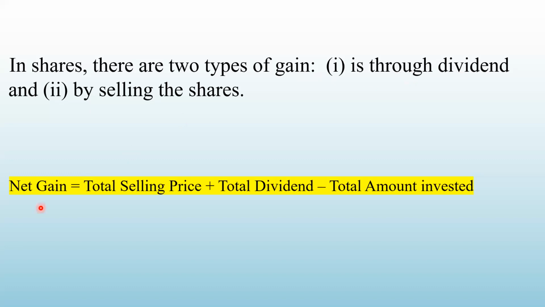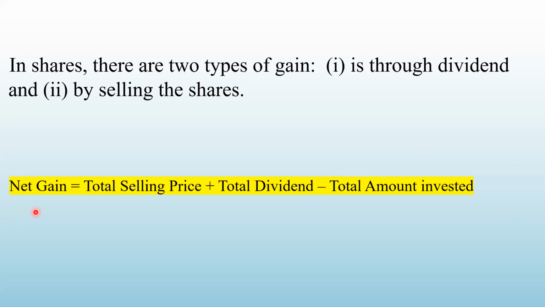How do you find out what is your net gain? So net gain will be from which sources you are getting the money minus what is the amount you have spent, invested. Net gain will be from where you are getting the money while selling the shares. So total selling price plus total dividend. These are the two ways to get the money. From this, if you subtract the total amount which you have invested, that will give you the net gain.